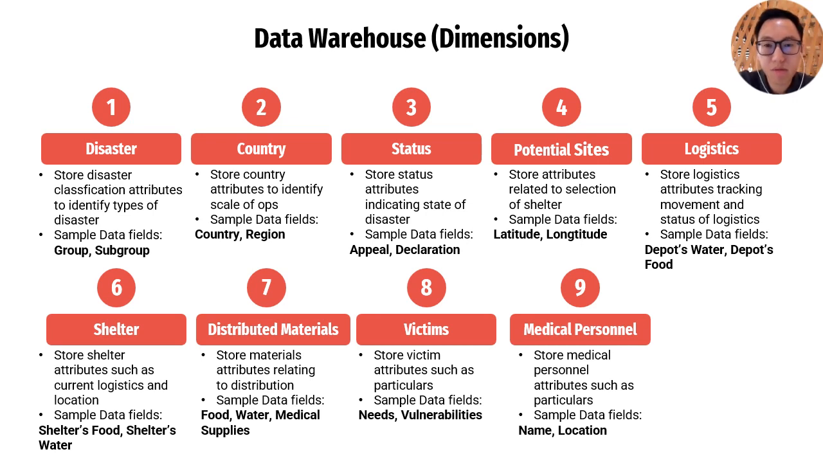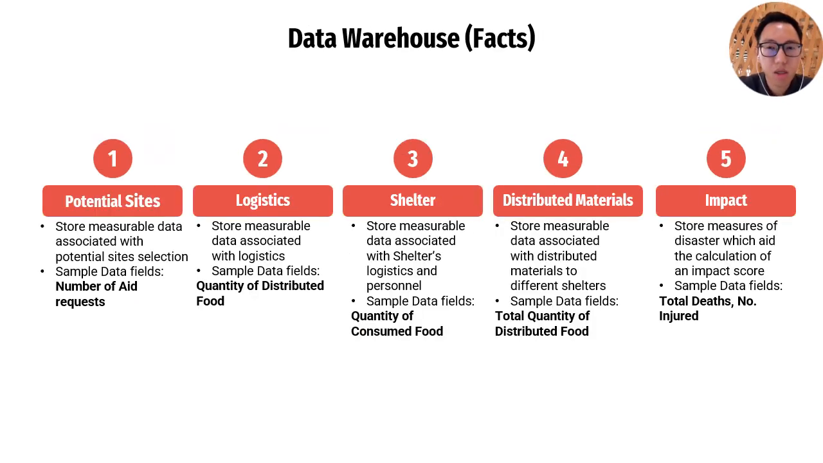Logistics will be focusing on main depot logistics, while the shelter will be focusing on shelter logistics. Distributed materials will be on where these distributed materials have gone to. The medical personnel is more towards the particulars of this data, which we are able to use for potential site selection, for example, the number of surgeons. For logistics, we're looking at measures of the data that will be associated with logistics. So, for example, the quantity of food distribution and liters of distributed water.